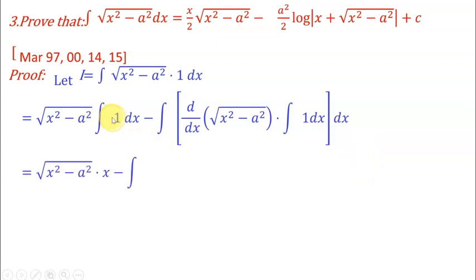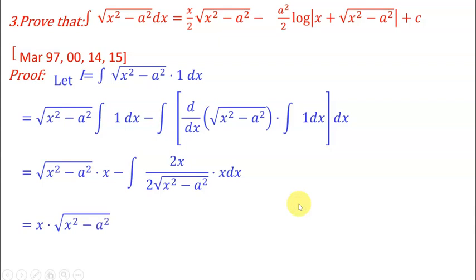Now integral of 1 is x, minus integral of the derivative of root of x square minus a square. The derivative of root of x is 1 upon 2 root x, in similar manner into the derivative of x square minus a square. The derivative of x square is 2x and of a square is 0. Integral of 1 is x. Here 2 will get cancelled and you will get x into root of x square minus a square minus integral of x into x upon root of x square minus a square.